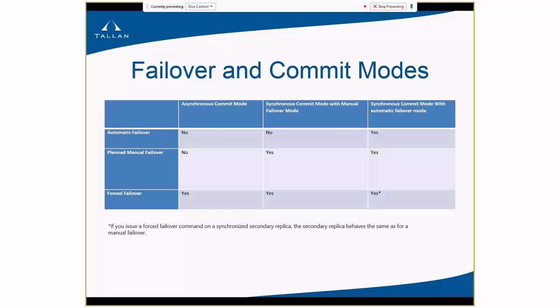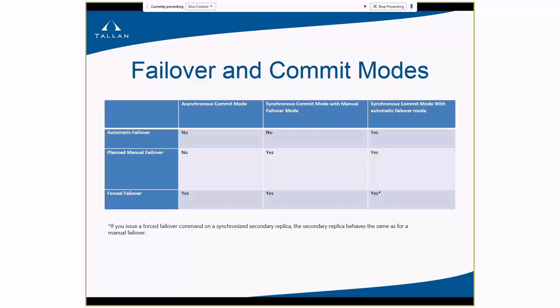The automatic failover is supported only when the current primary replica and the secondary replica are both configured in automatic mode and they're both synchronized, right? So that's the state they're in and they're both set for automatic. The planned manual failover is supported only if both the primary replica and the secondary replica are configured for synchronous commit mode. So you're not set for automatic. They don't have to be set for automatic, but they do both have to be synchronized in order to do a planned manual failover.